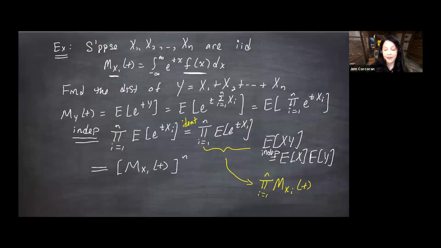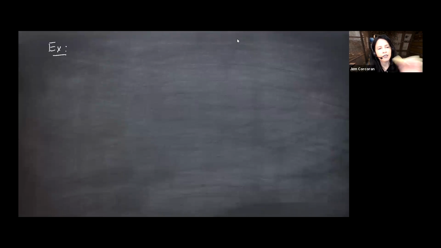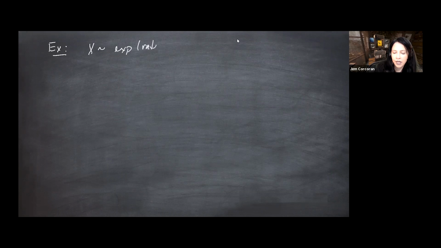So here's why we care. Does that make sense? I want to get back to uniquely determines the distribution. Okay, so for example, if you compute the moment generating function for the exponential distribution, let me just do that one really quick. So if x is exponential with rate lambda, then the moment generating function for x is the expected value of e to the tx.